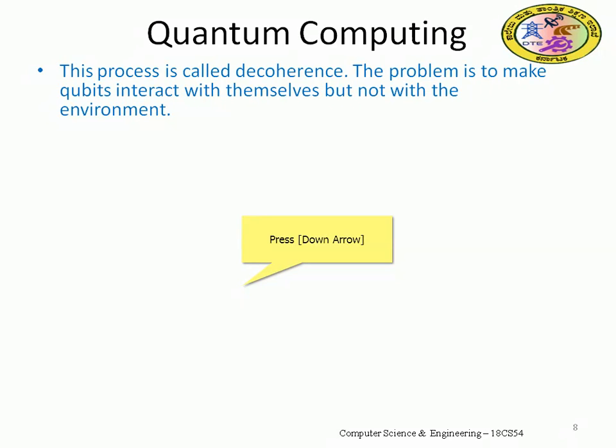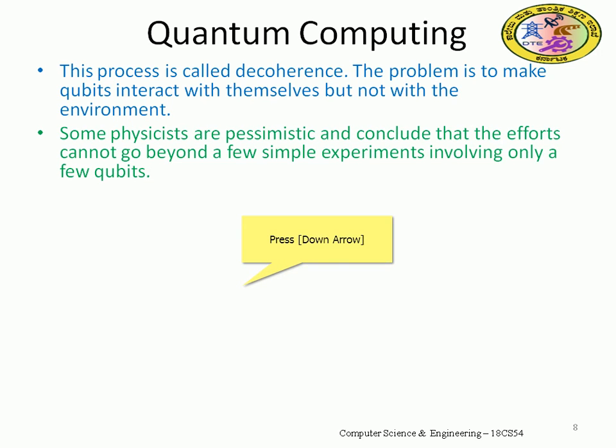The qubits are going to interact among themselves, but this interaction should happen only within the qubits. It should not go beyond the boundary, because outside that is the environment. So some physicists are pessimistic and conclude that efforts cannot go beyond a few simple experiments involving only a few qubits. Those qubits which interact with the environment are the ones we need to address and take care of.